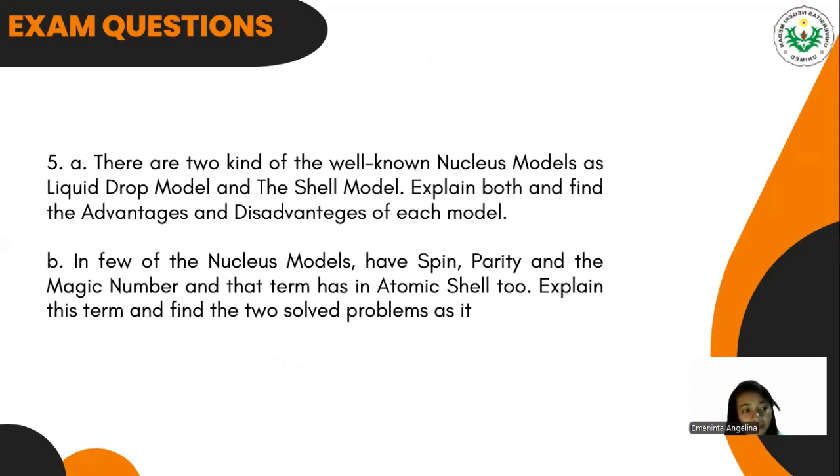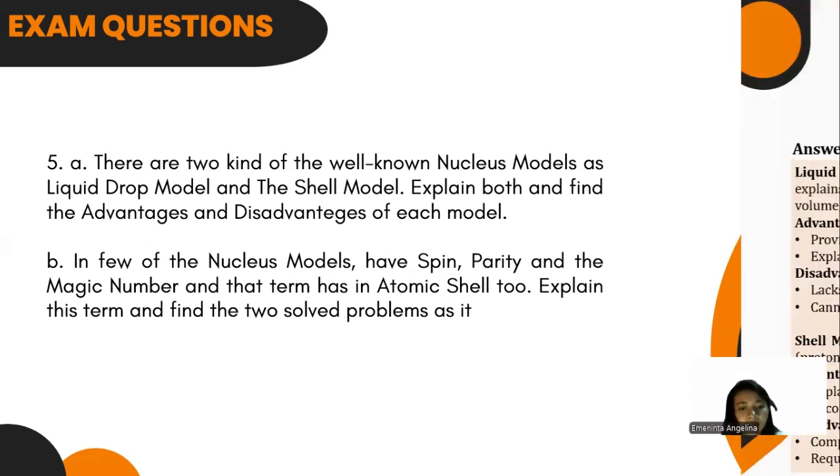The exam question number 5. A: There are two kinds of well-known nucleus models, the liquid drop model and the shell model. Explain both and find the advantages and disadvantages of each model. B: In nucleus models we have spin, parity, and the magic number, and similar terms in the atomic shell too. Explain these terms and find two solved problems for them.